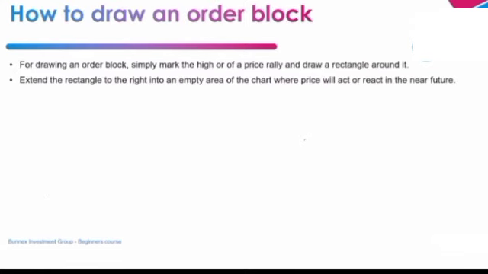So how do we draw an order block on our charts? For drawing an order block, simply mark the high of a price rally and draw a rectangle around it. What we call a price rally is basically a point where the market was moving in a sharp manner, right? If we see a sharp move, we know that there were market makers involved within that move. So this low is probably the point where they introduced their contracts. So we simply mark the low or high of a price rally, depending on its context.